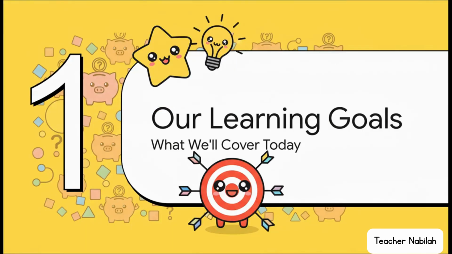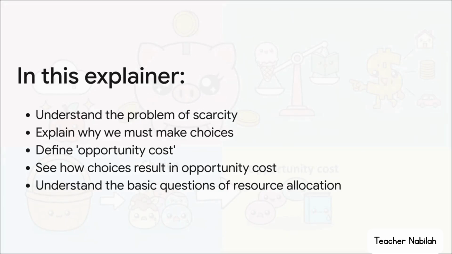All right, so what do we want you to walk away with today? Let's get super clear on our goals right from the start. By the end of this, you are going to totally get the problem of scarcity. You'll be able to explain exactly why we have to make choices, and you'll master this super important concept called opportunity cost. We're going to connect all the dots so you can see how choices and their real costs apply to pretty much everyone, from you and me to entire nations.